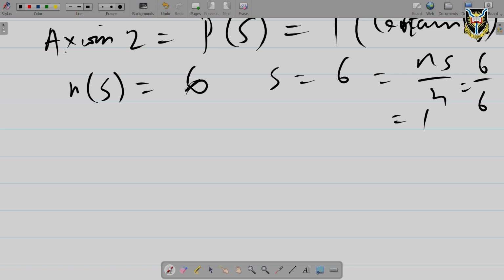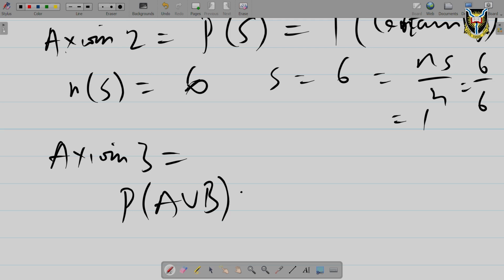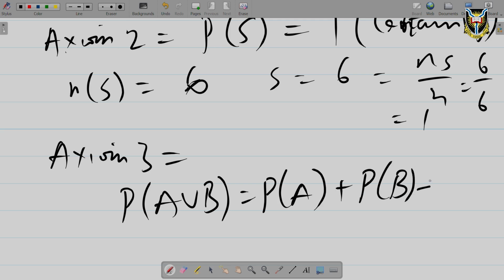The third axiom, which I call axiom 3, is that probability of A union B equals probability of A plus probability of B minus probability of A intersection B.